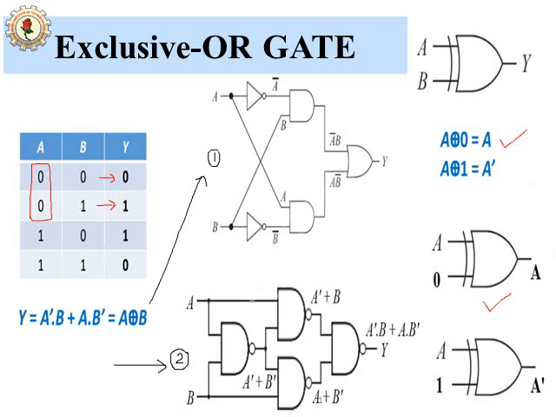Similarly, if one input is always kept as high or 1, whatever the other input is, its inverted value will result at the output of the XOR gate. So I can say A XOR 1 equals A bar.